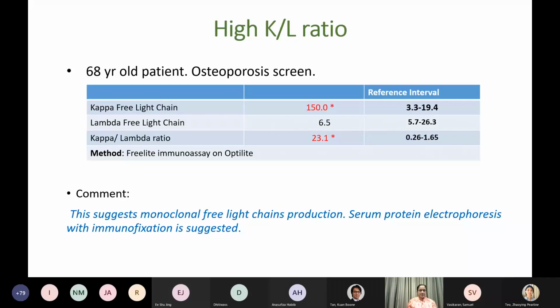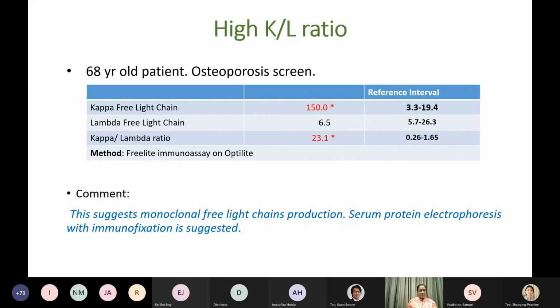Next patient is a 68-year-old patient. The clinical note says osteoporosis, strain. Here we have a high kappa free light chain concentration of 150 with a low normal lambda free light chain and an increased kappa lambda ratio. So that indicates clonal production of kappa free light chain. We don't know any other findings related to this person.